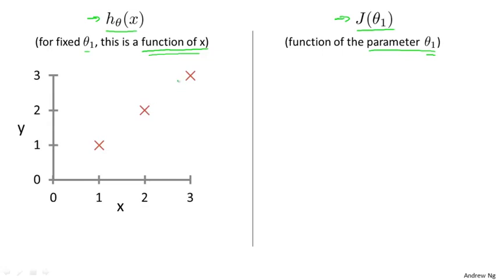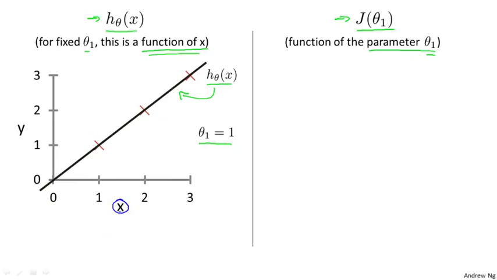Let's pick a value of theta 1. So I'm going to set theta 1 equals 1, and if that's my choice for theta 1, then my hypothesis is going to look like this straight line over here. And I want to point out, when I'm plotting my hypothesis function, my horizontal axis is labeled x, size of the house over here. Now, I've temporarily set theta 1 equals 1. What I want to do is figure out what j of theta 1 is when theta 1 equals 1.